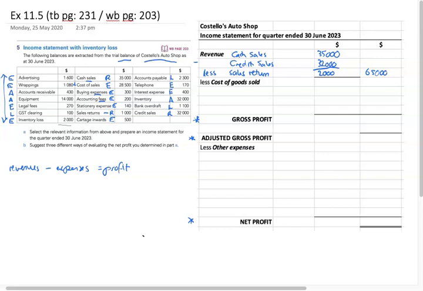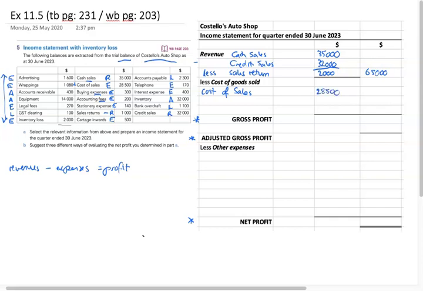So if we go 35,000 plus 32,000, that is $67,000 worth of revenue, minus the 2,000, meaning our total on our right column is 65. We're then going to less our cost of goods sold, and that is your cost of sales. Always cost of sales goes here. And our cost of sales here are $28,500.